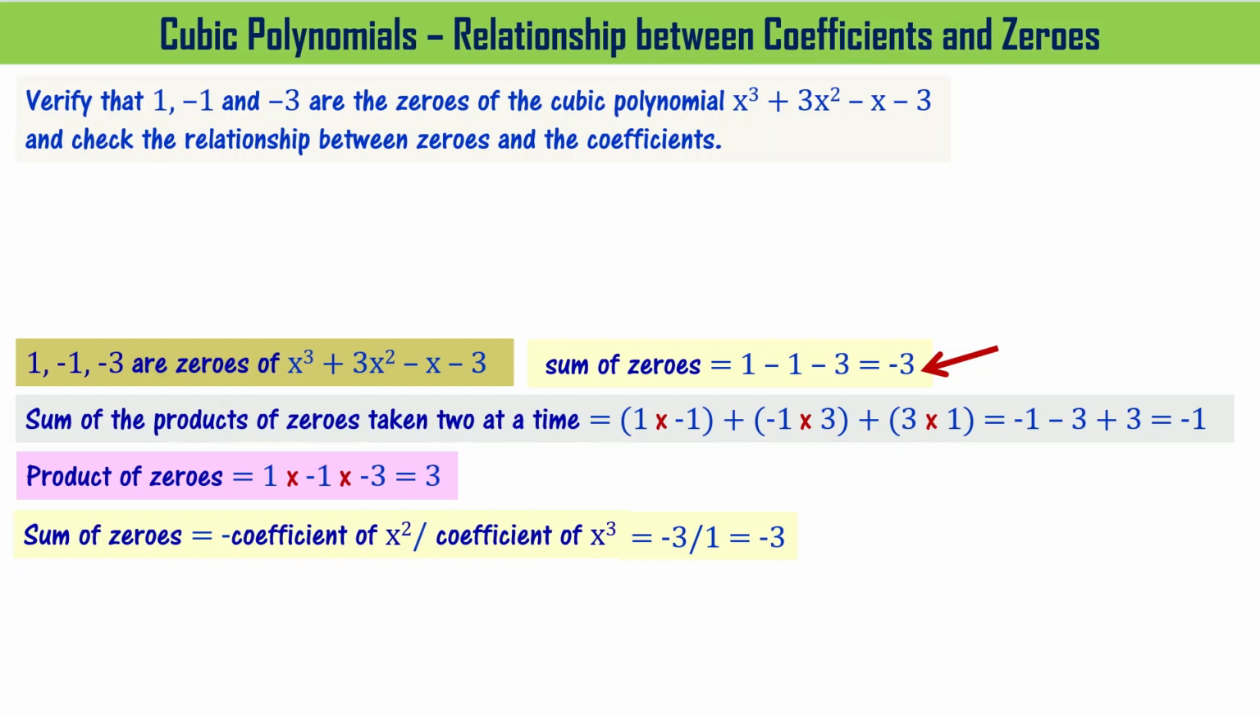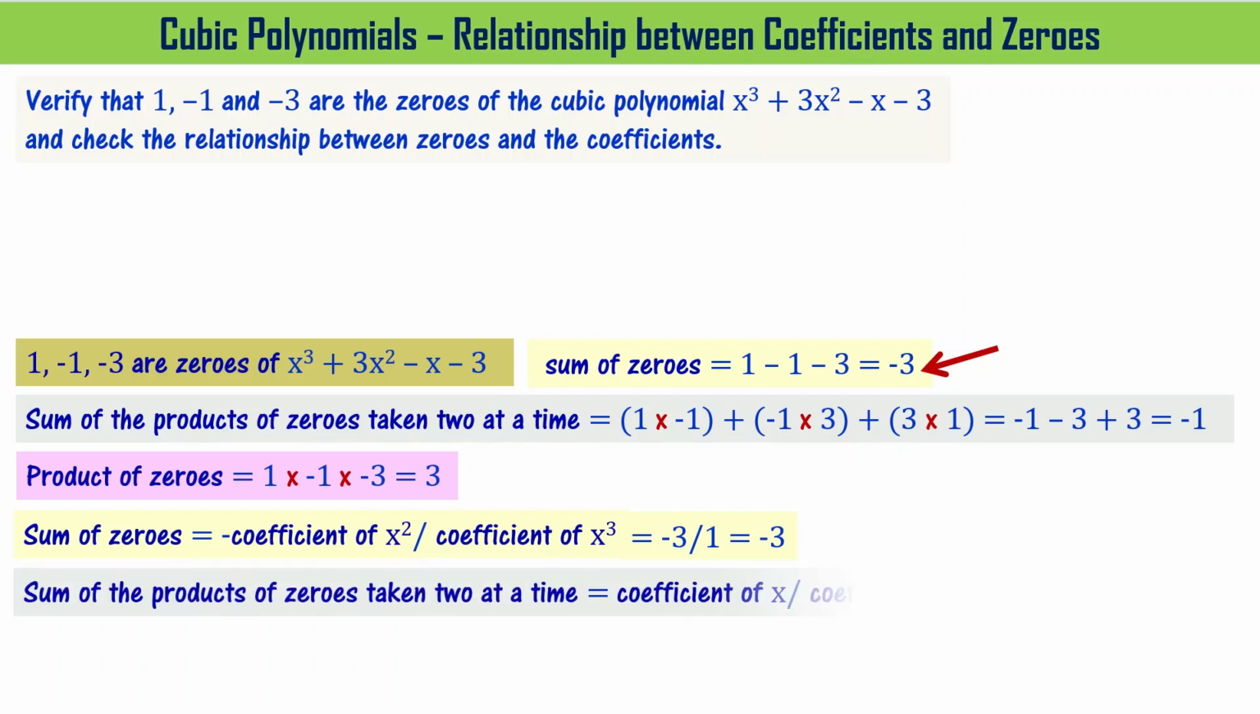Similarly, let's recall the formula for sum of the products of zeros taken 2 at a time. The formula is coefficient of x divided by coefficient of x cube, right? Coefficient of x is minus 1 and coefficient of x cube is 1. It means sum of the product of zeros taken 2 at a time is minus 1. That is exactly matching with the value we have obtained using the zeros, right?